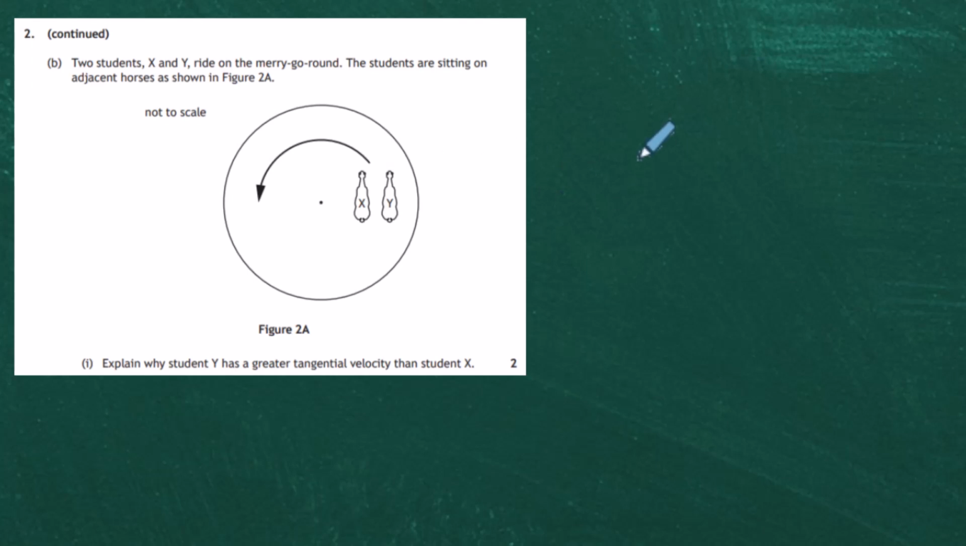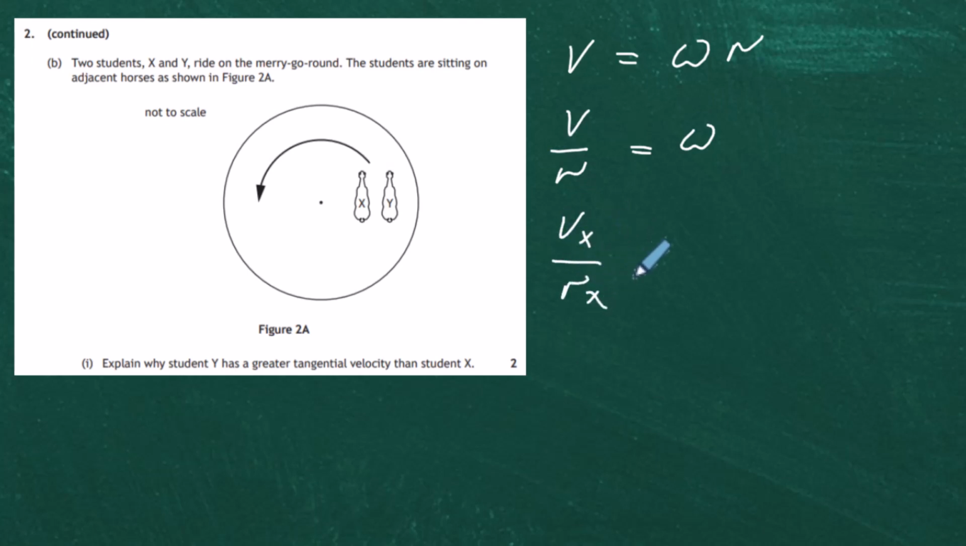Well, we know that the tangential velocity v is equal to omega times r, the distance you are from the centre. If you rearrange that, v divided by r is equal to omega. Now, omega remains a constant. The angular velocity of that rotating merry-go-round is always the same. So we have the situation that Vx divided by the radius of x, rx, must be the same as Vy divided by the radius of y from the centre.